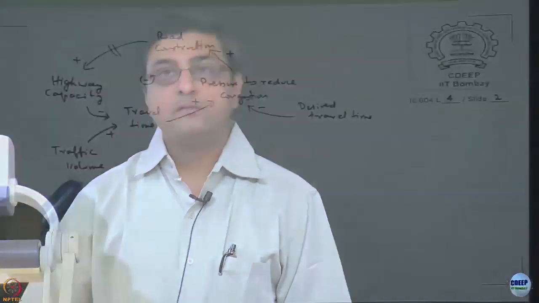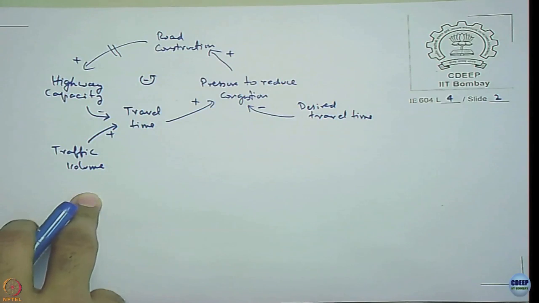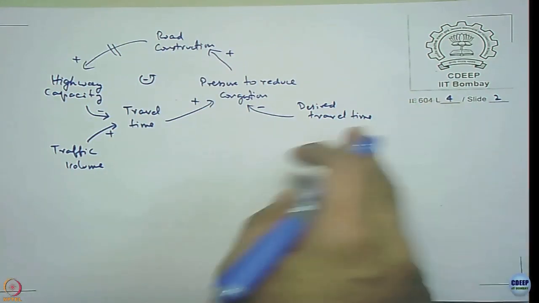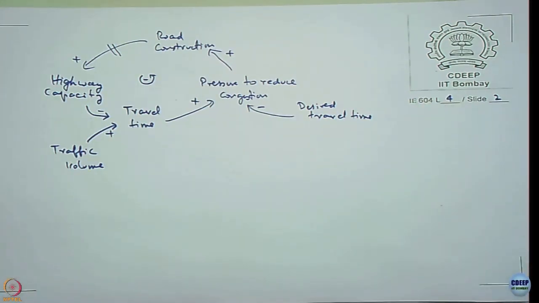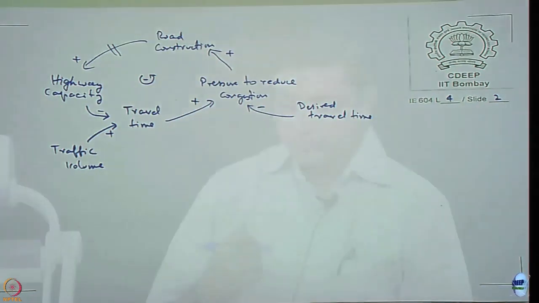We have two variables, one is the desired travel time, the other is the traffic volume. Desired travel time sounds like an exogenous variable, outside the system, because it is what people expect. Then we have traffic volume. Can traffic volume be made endogenous? What do you think affects the traffic volume? What all affects the traffic volume?